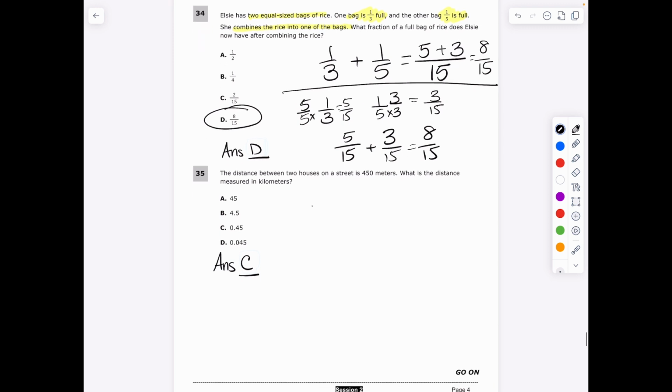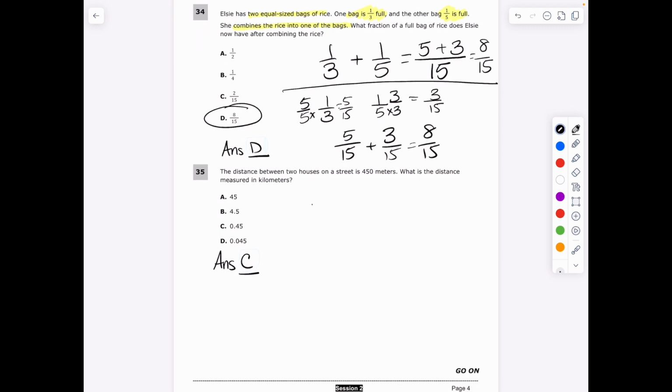All right, and here's our last one. We have the distance between 2 houses is 450 meters. What is that in kilometers? So everywhere else in the world, they use the metric system. So we have meters. And I'm going to do this 2 ways again. We know that 1,000 meters makes 1 kilometer. That's in your reference sheet. So if you have 450 meters, how many kilometers is that?